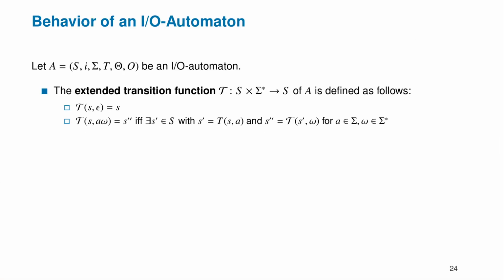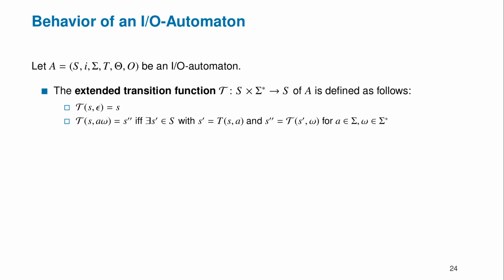An I/O automaton maps a word over the input alphabet to a word over the output alphabet. And in order to capture this behavior formally, we introduce the following definitions of the extended transition function and the extended output function. The extended transition function takes, in contrast to the original transition function, not only one symbol of the input alphabet as the second argument, but it takes a word. And we respectively extend the definition in the following.